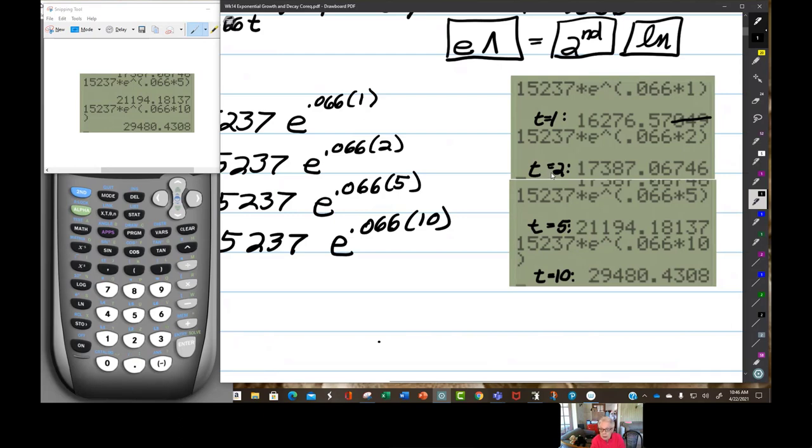For t equals 2, we're going to have 17,387 and 06 cents, but the third decimal place is a 7, and that will round this 6 up to a 7. Now the other two answers don't have that problem. For t equals 5, I have $21,194.18. The 18 cents is followed by a 1. That's not going to round anything up. And for t equals 10, I have $29,480.43, followed by a 0. Definitely not going to round anything up.